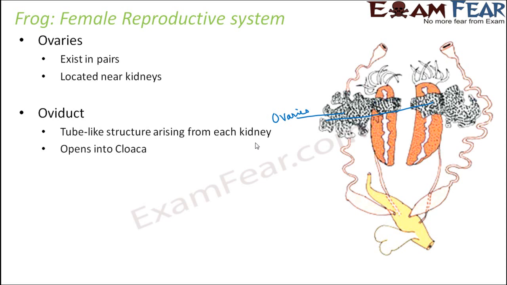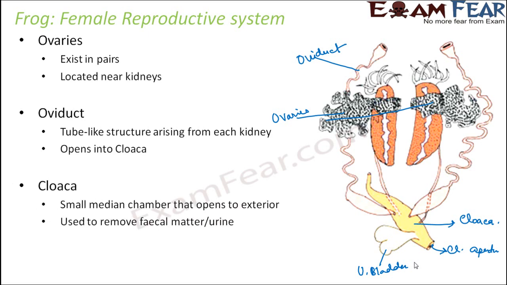Oviduct is a tube-like structure arising from each kidney, and it opens into cloaca. So where is the oviduct here? This is the oviduct, arising from here. This oviduct opens into cloaca. Here also this is oviduct and it opens into this yellow structure which is nothing but cloaca, and this is the cloacal aperture. And again here also, this is the urinary bladder.